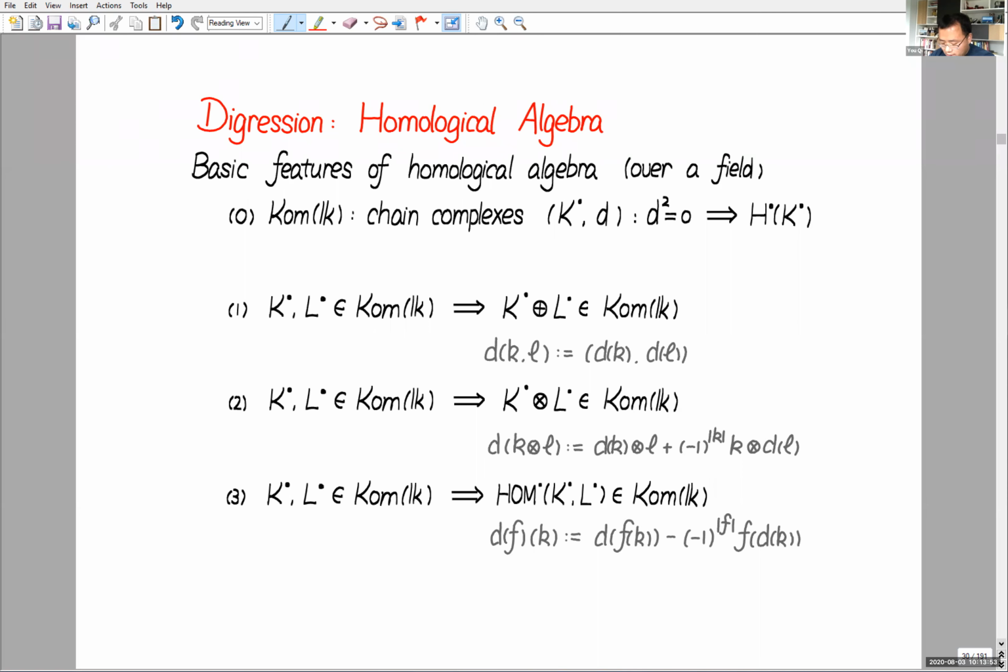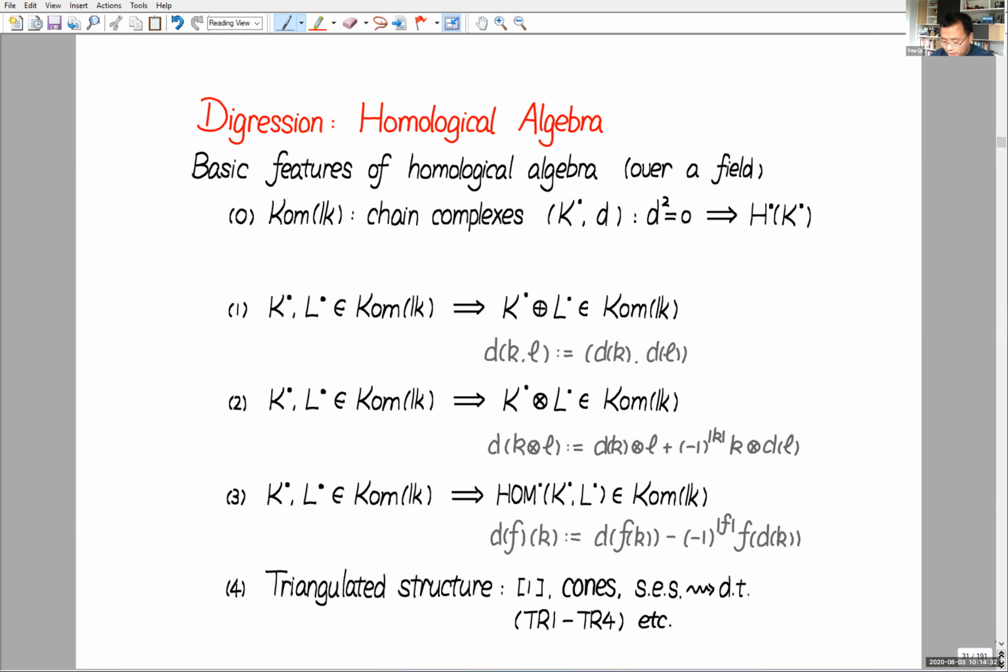And d of f, if you pick any homogeneous map f, let's say of degree i, from K bullet to L bullet. So it's a map that raises the degree of elements in K by i. And d applied to f applied to k is by definition d applied to f applied to k, so that's an element in L, super subtracting (minus one to the degree of f) f applied to d. So this is the super commutator relation. The degree of f is i in this case.